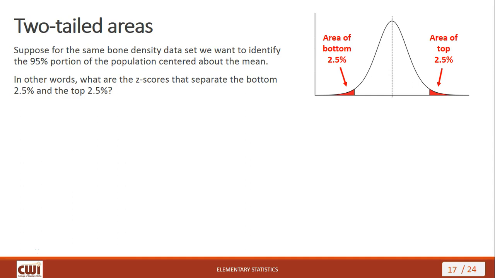Here we have the same bone density data set that we had previously, and we're asked to find the z-scores that separate the bottom 2.5% and the top 2.5%. Remember, the z-scores are the boundaries for our areas under the curve. So the boundary for the bottom 2.5% and the boundary for the top 2.5%. So that means that the area underneath each of those shaded portions is 2.5%, or 0.025.